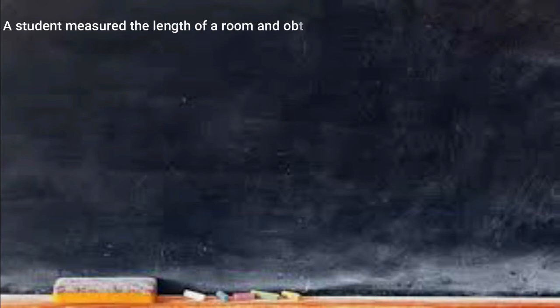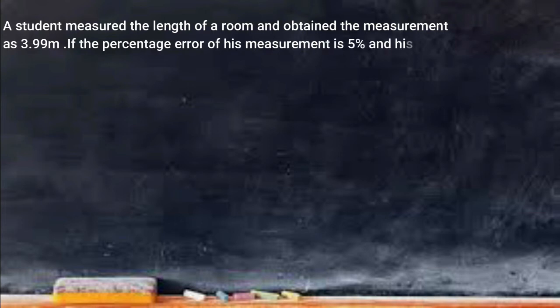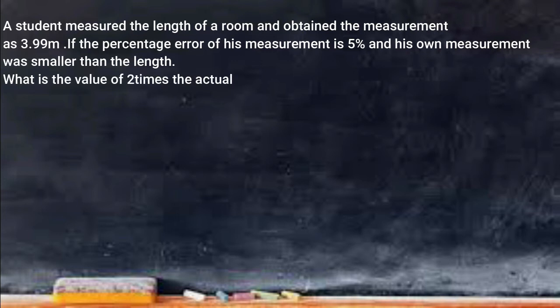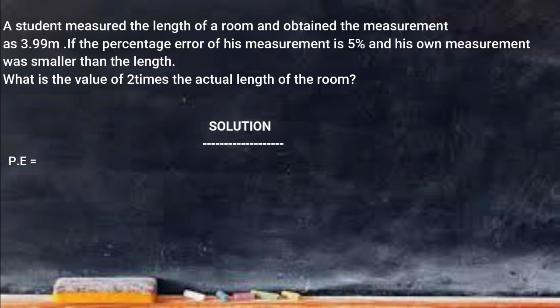A student measured the length of a room and obtained the measurement as 3.99 meters. If the percentage error of his measurement is 5% and his own measurement was smaller than the length, what is the value of 2 times the actual length of the room? When you read and understand this question, you quickly see it's a percentage error problem, and you even want to write out the formula first.